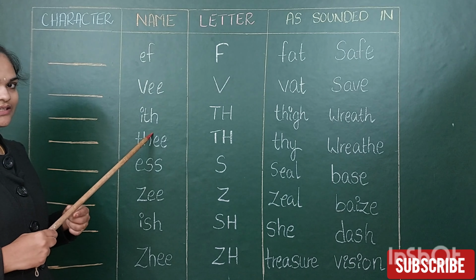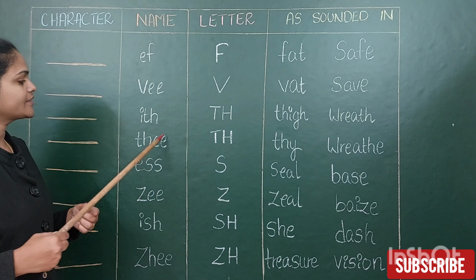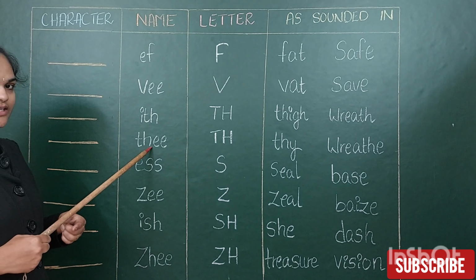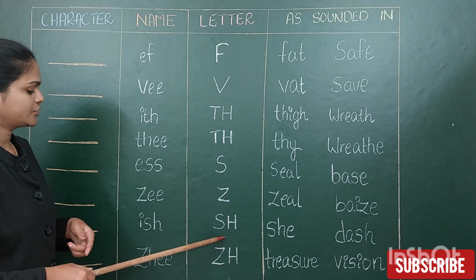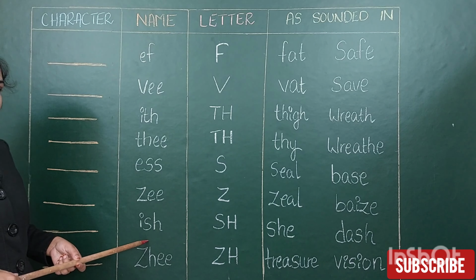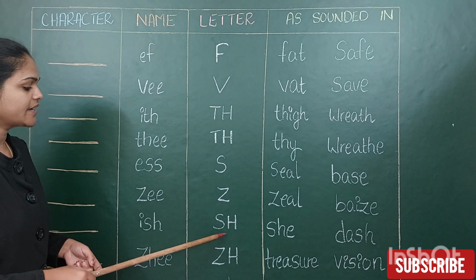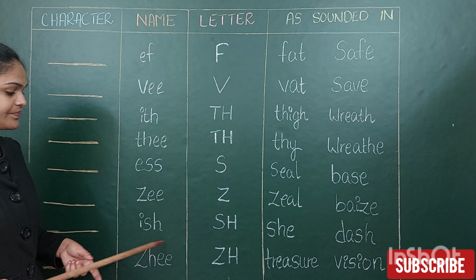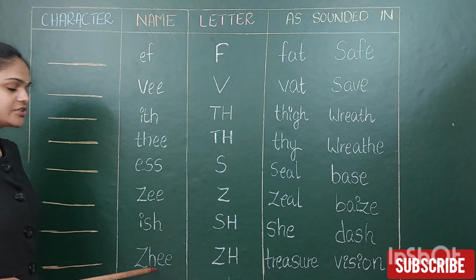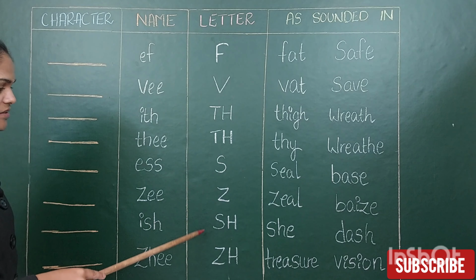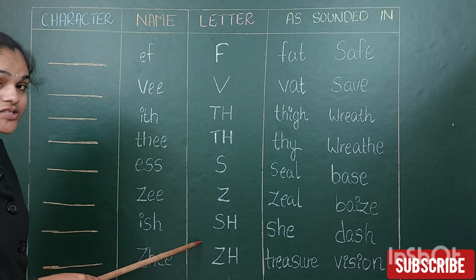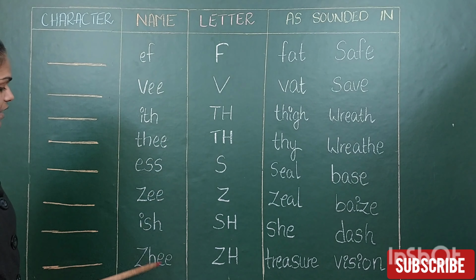We spell it as "ith". And next TH, it is "the". S, Z, SH means "ish". When you write SH, it sounds as "ish". Next ZH, it is "zh". So here I wrote the letters.